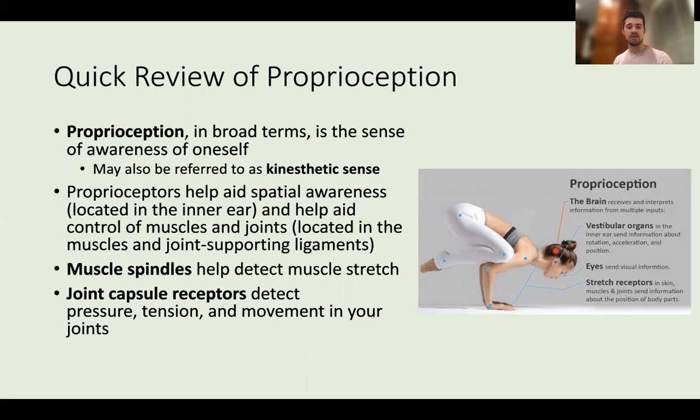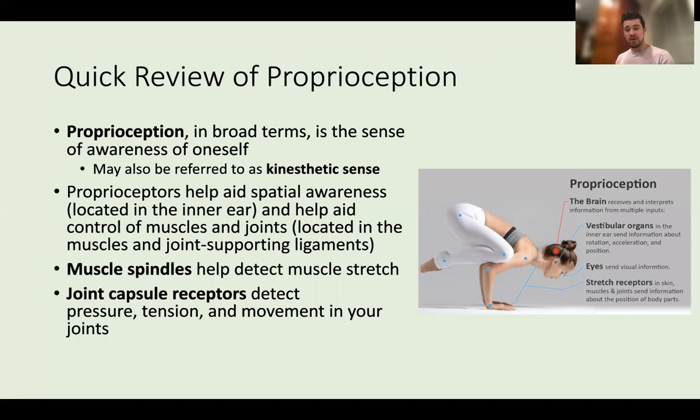There are receptors that help aid spatial awareness located in the inner ear. They can also help aid control of muscles and joints, and those are located in the muscles and joint supporting ligaments. So muscle spindles, for example, will help detect muscle stretch, and we see muscle spindles whenever we study the reflex arcs. And we have joint capsule receptors as well, which detect pressure, tension, and movement in your joints. So all of these help us understand how we're using our limbs and where our limbs are. It'll give us information as to how we're standing, maybe different pressure or tension on certain joints, certain parts of our body.